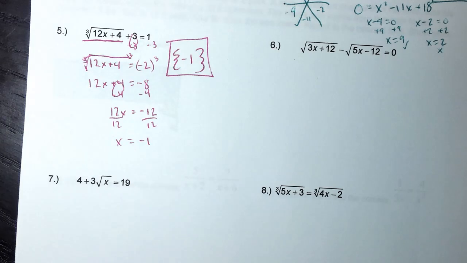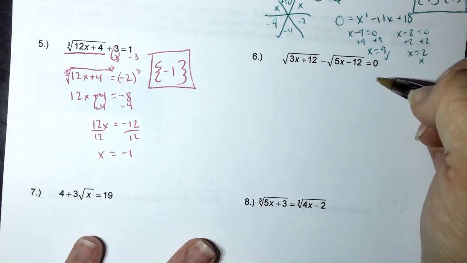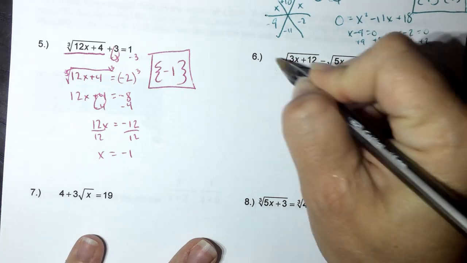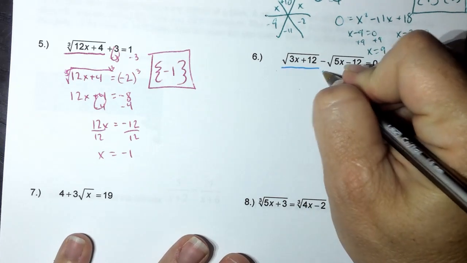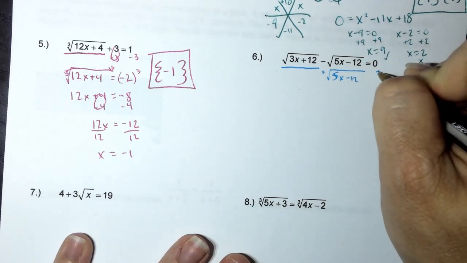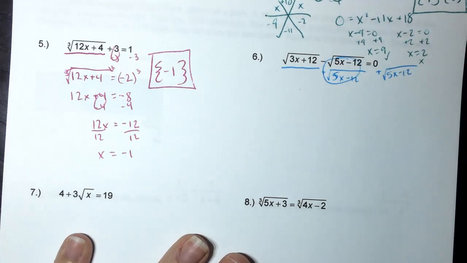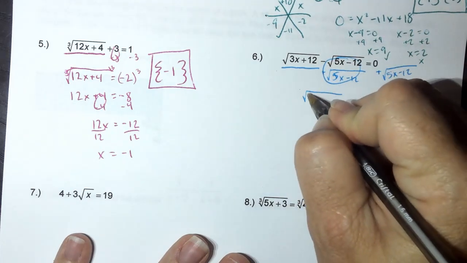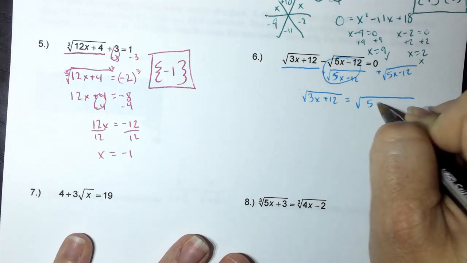Okay, now let's look at number 6. On number 6, I have to get at least one of the radicals by themselves. So I'm going to focus on getting this one by itself because it's positive. This one has a negative, so I don't want to get that one alone. So I'm going to add the square root of 5x minus 12 to both sides. This one cancels, and I get the square root of 3x plus 12 equals the square root of 5x minus 12.